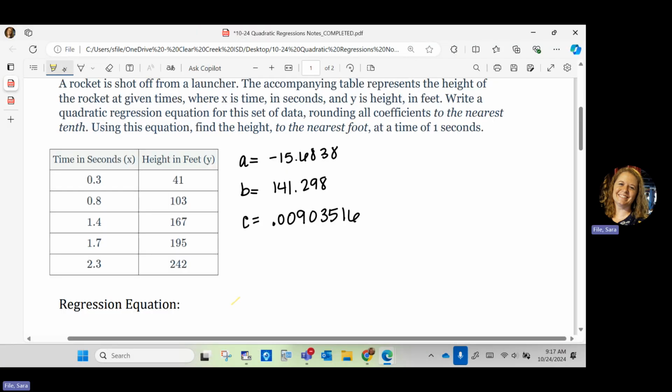Got to pay attention to what they want us to round to. Okay, so write the quadratic regression equation, rounding all coefficients to the nearest tenth. So A, B, and C need to be rounded to the nearest tenth. So I'm going to write my equation. A would be negative 15 point what? What is that rounded to the nearest tenth?